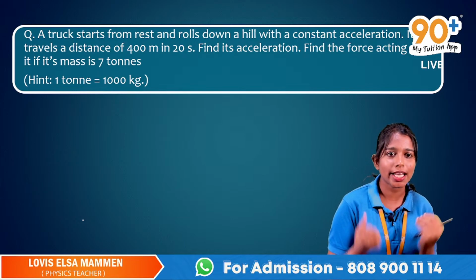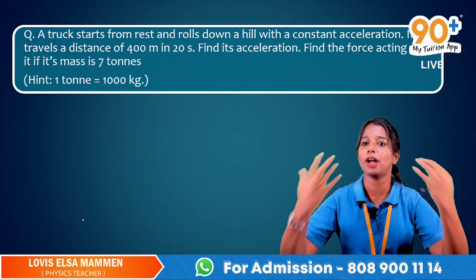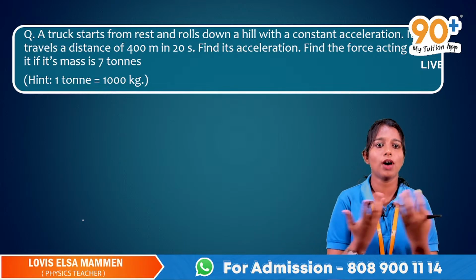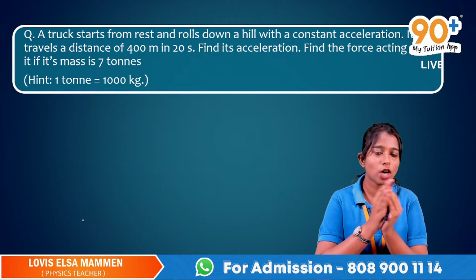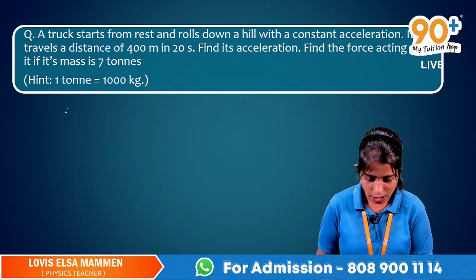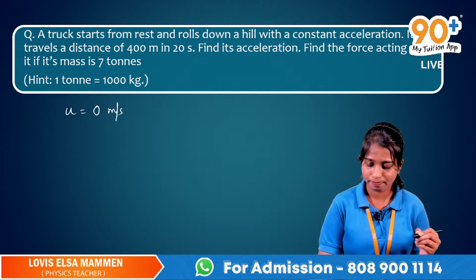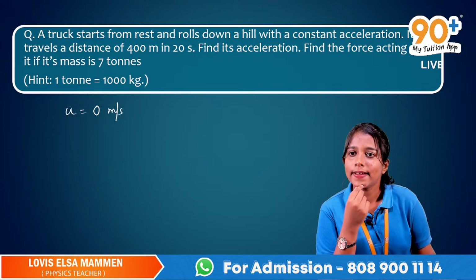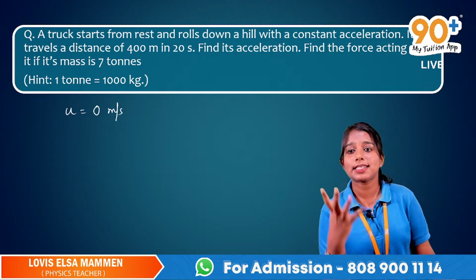Yes or no? Initial കാര്യം നമുക്ക് മനസ്സിലാക്കാം. Initial velocity, it starts from rest. അപ്പോൾ തുടക്കത്തിൽ ഒരു സ്പീഡും ഇല്ല അതിന്, ആണോ? It has got no velocity. So initial velocity is 0 meter per second. Okay, got it. Yes, it rolls down with a constant acceleration.